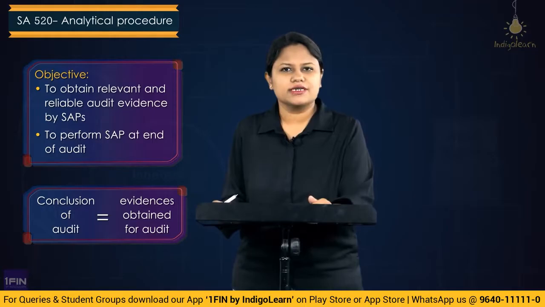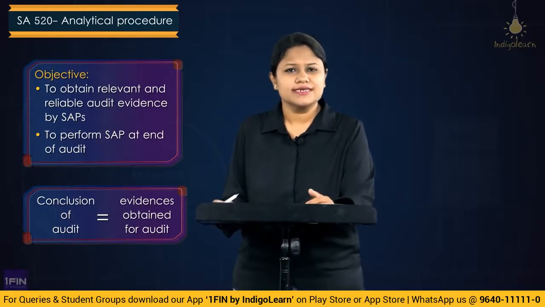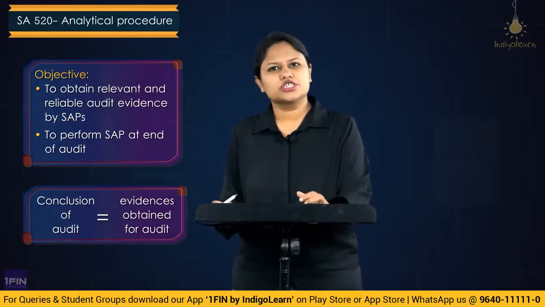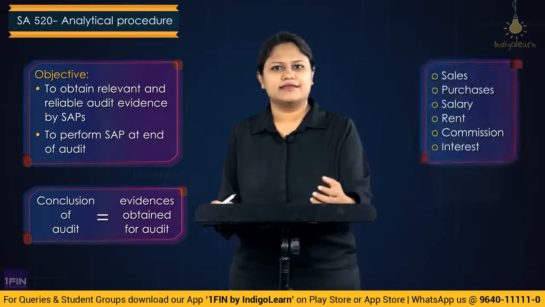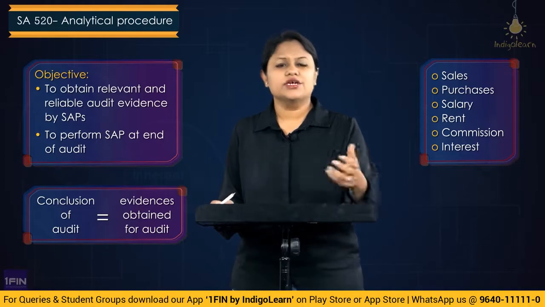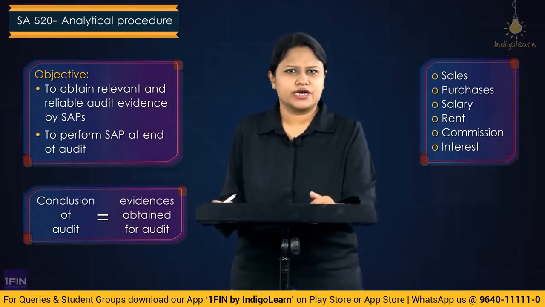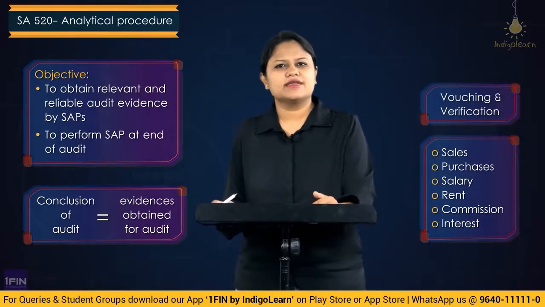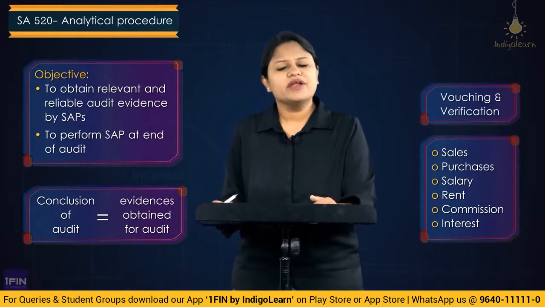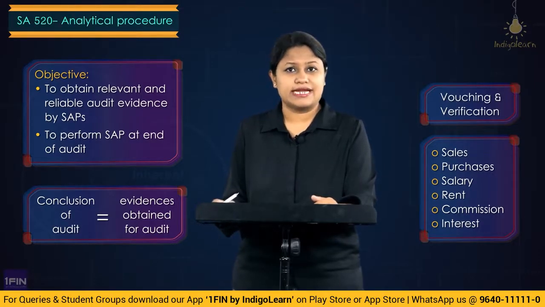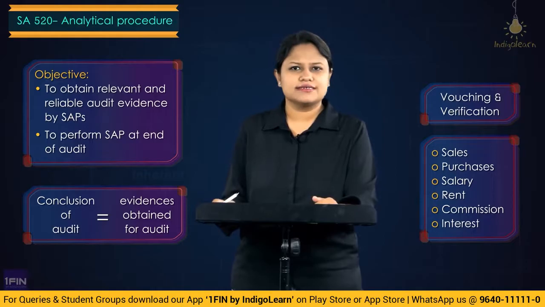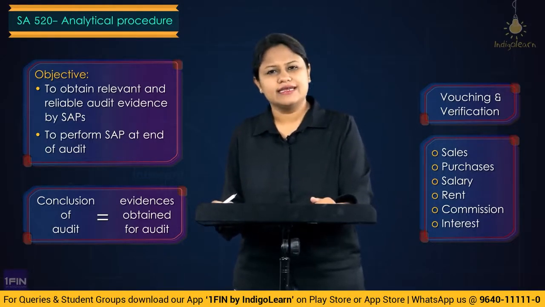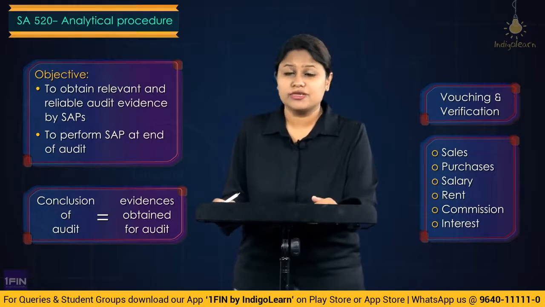Because analytical procedure is going to be a corroborative audit evidence, it should be supporting the other evidences that you obtained. So during the course of audit on sales, purchases, salary, rent, maybe interest, maybe commission, maybe any other information, when you do the vouching and verification, you will come to a conclusion whether they are misstated or not. But when you perform analytical procedures on them at the end, usually what should be the answer? That they should provide corroborative evidence. That means when you perform the analytical procedure, they should actually match.